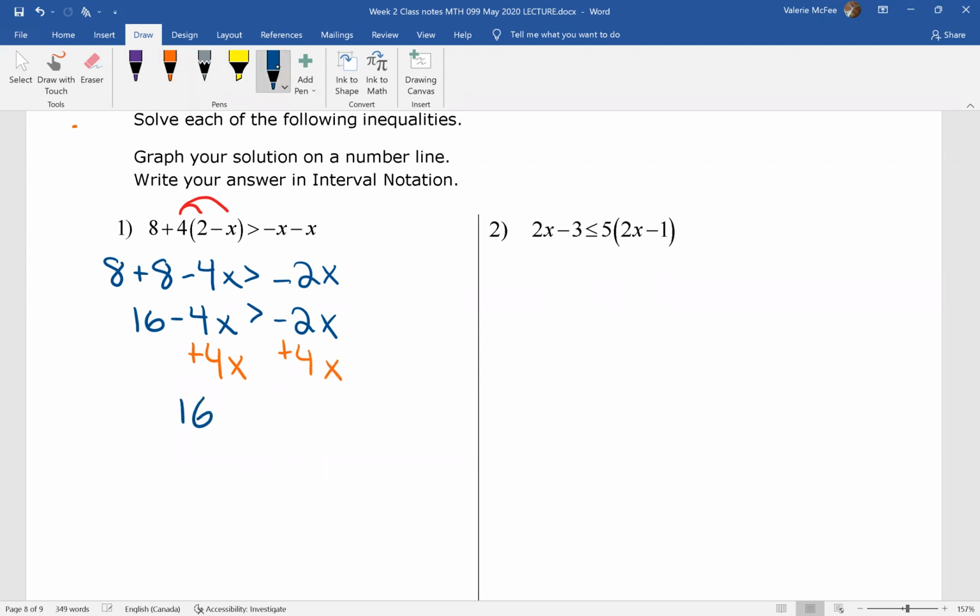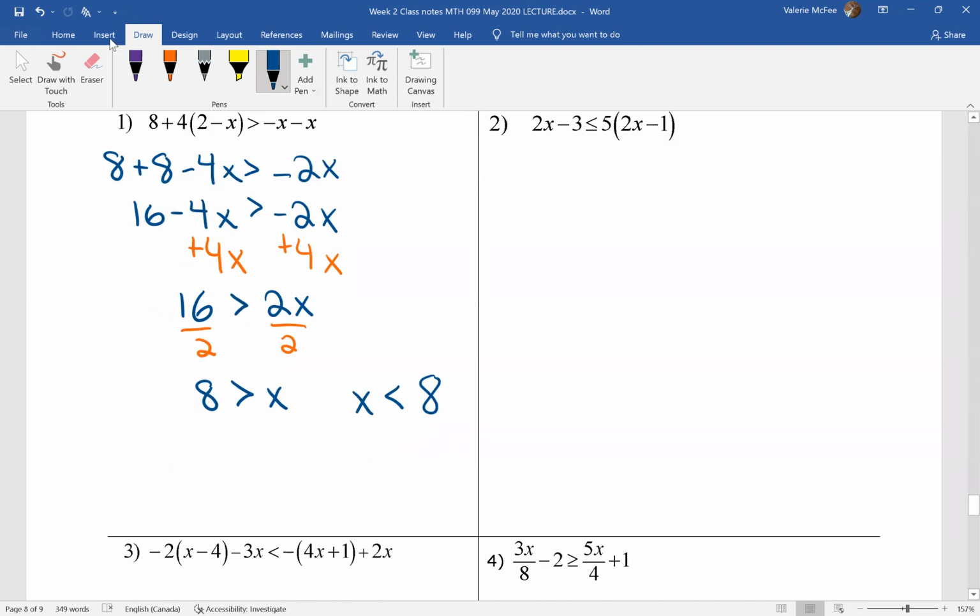So we have 16 is greater than 2x. Now I can divide both sides by 2. And we see that 8 is greater than x. But remember, for putting this on a number line, it's easier if x is on the left. That means the sign has to change as well. I see that x is less than 8.